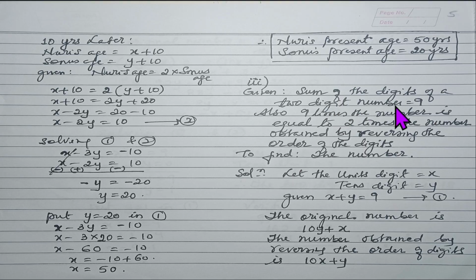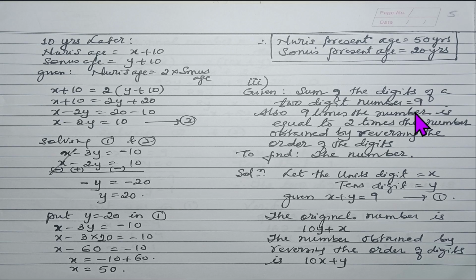Sum of the digits of a 2-digit number is 9. Please understand this. There is a 2-digit number and the sum of those 2 digits is 9. That is very clear. Also, 9 times the number is equal to 2 times the number obtained by reversing the order of the digits. So you have to understand this very clearly. Let us see how to solve this example.